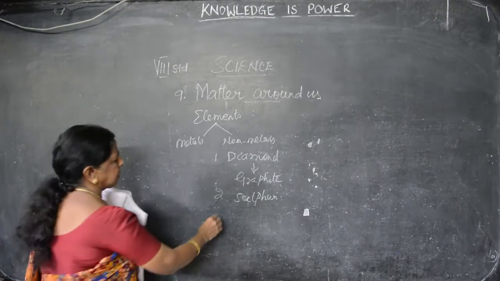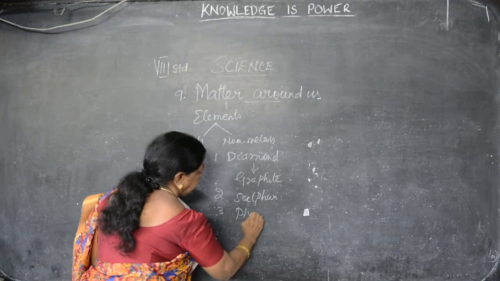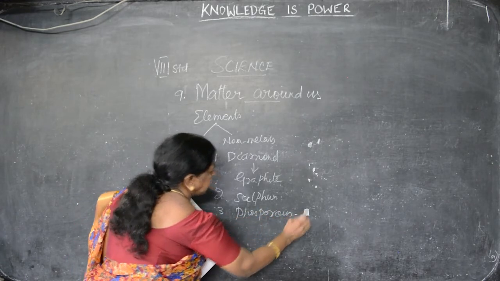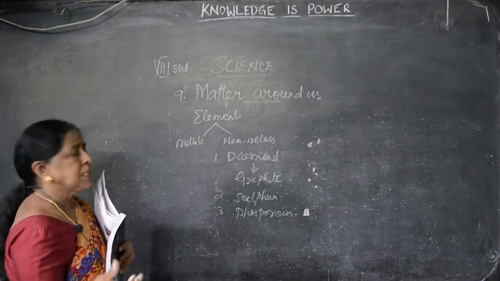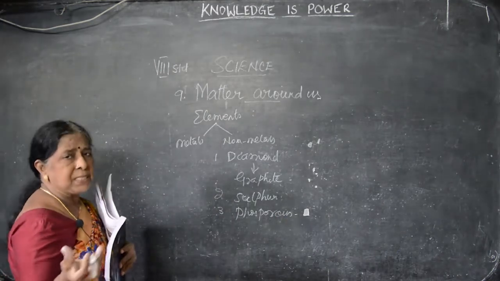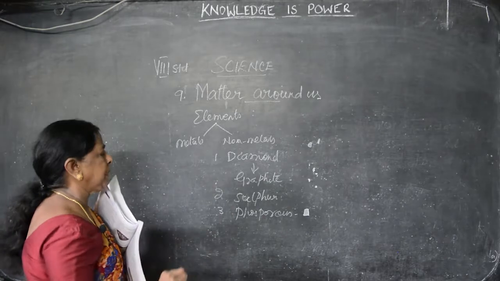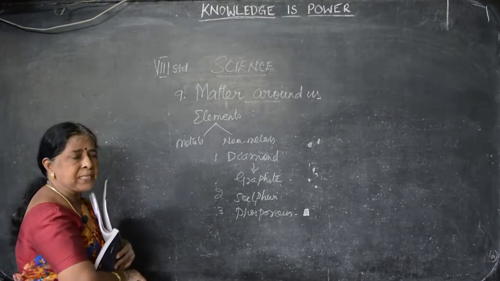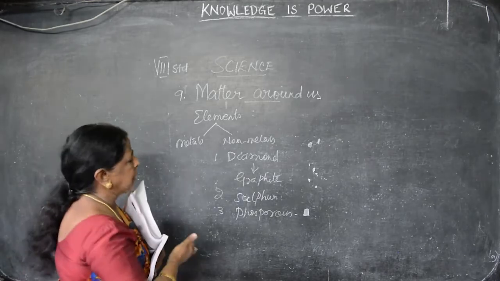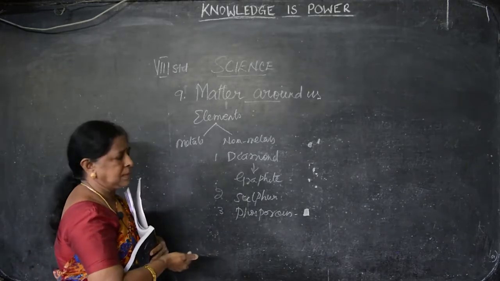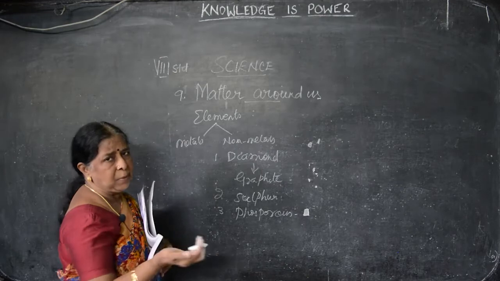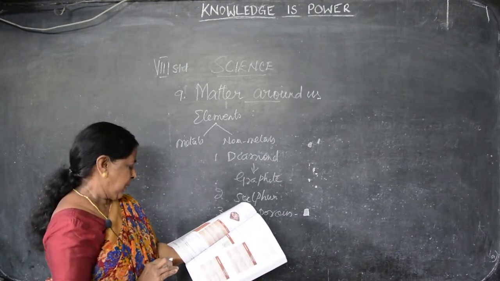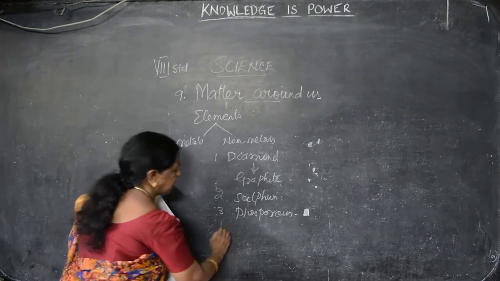And phosphorus. It is used in the match industry as well as in making crackers. Match industry, the head of the matchstick, that black thing, is made up of phosphorus and antimony. By using that, and as well as crackers. Crackers, which we burn at Deepavali time, phosphorus is used in that. And nitrogen is used in the manufacture of ammonia.